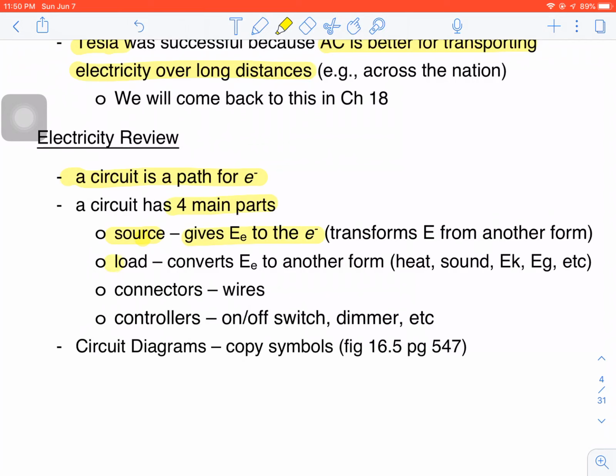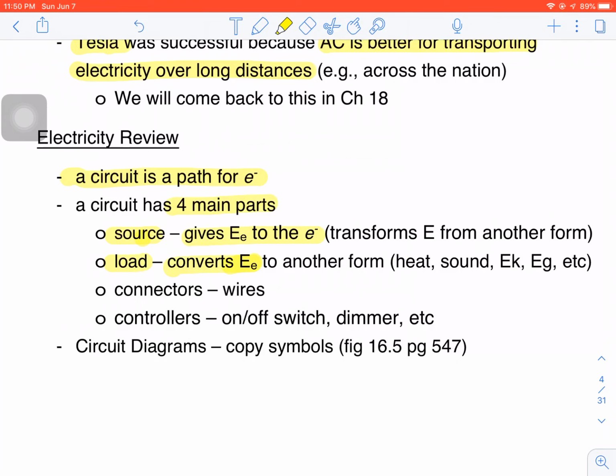Then I need a load. A load is something that's going to use that electrical energy. My phone is a load. My laptop is a load. A TV is a load. A stove is a load. A fridge is a load. Anything that plugs in or uses a battery is a load.